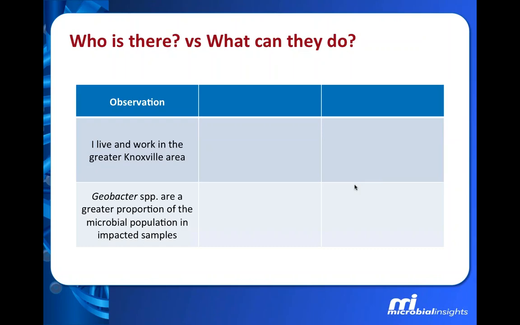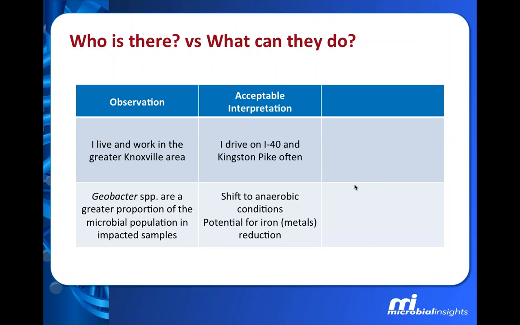Just like with Geobacter, we can say that the microbial proportion in the groundwater samples from the impacted area had a large amount of Geobacter. Known facts there, right? An acceptable interpretation can be that knowing that I live and work in Knoxville, it's reasonable to interpret that I drive on Interstate 40 and Kingston Pike. For those of you that have been to Knoxville, I-40 is the main highway through it, and Kingston Pike is a very long road that goes through most of the town and has the restaurants and bars and banks and Home Depot and car dealerships. So it's reasonable that if I live in Knoxville, at some point I'm driving on I-40 and Kingston Pike.